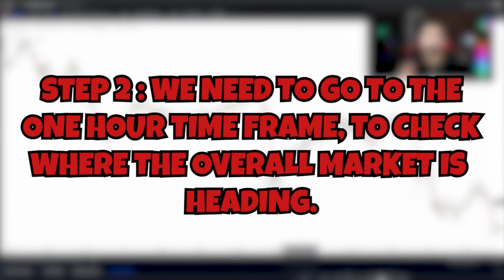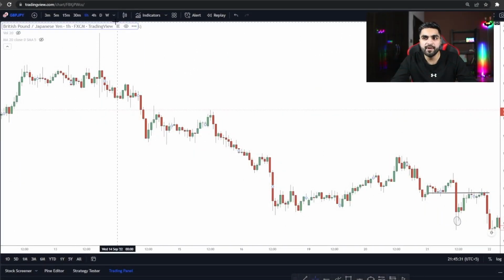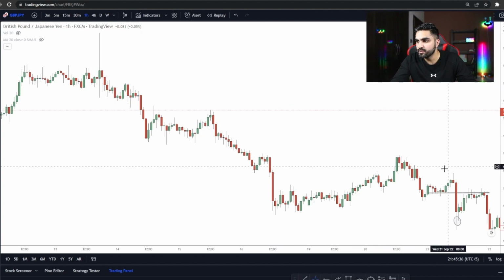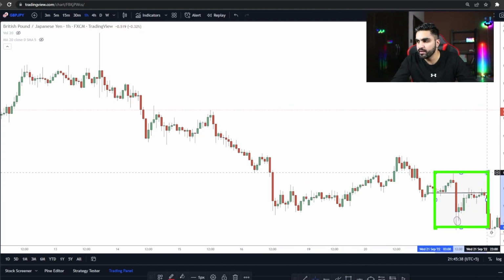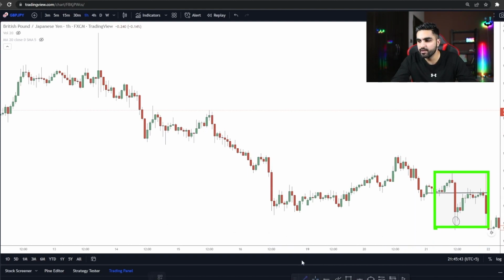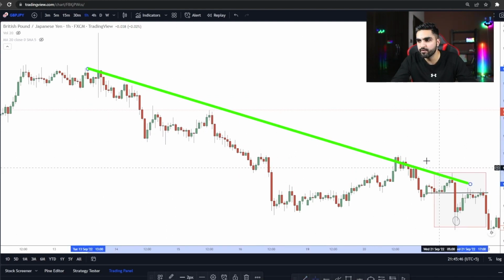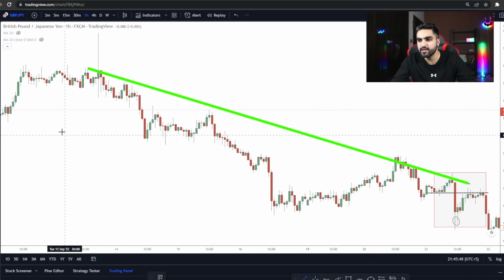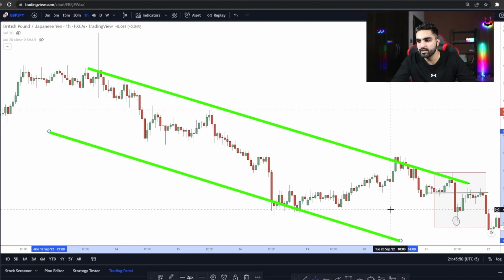So to do that, the second step is we need to go to 1 hour time frame, and we just need to find where the overall market is heading. Now on the 1 hour time frame of the British Pound Japanese Yen pair, we can see this was the area that we were looking at on the 5-minute time frame, but the overall 1 hour time frame is also going for the downside for a very long period of time. We have been creating lower lows and lower highs, and market is heading towards the downside overall.